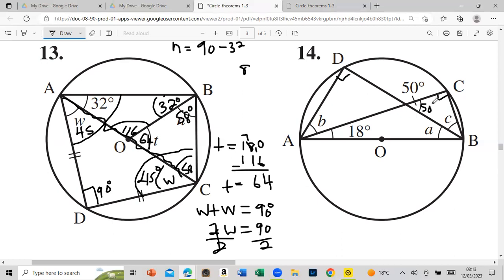So I'm going to find angle C first. That means C plus 50 should give you 90. So C plus 50 should give you 90. That means what would be the value of C? What plus 50 gives you 90? So we just transpose by subtracting. So C is equal to 40. So we know the value of C is 40.